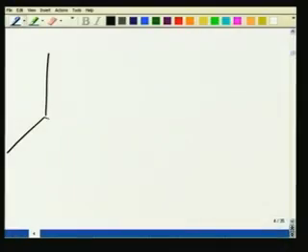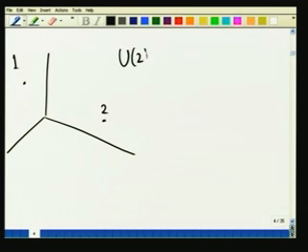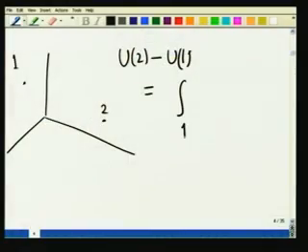Let me try to understand what it is. I am writing, let me again make a figure between point 1 and point 2, that U2 minus U1 is equal to going from point 1 to point 2 of minus F dot dl.